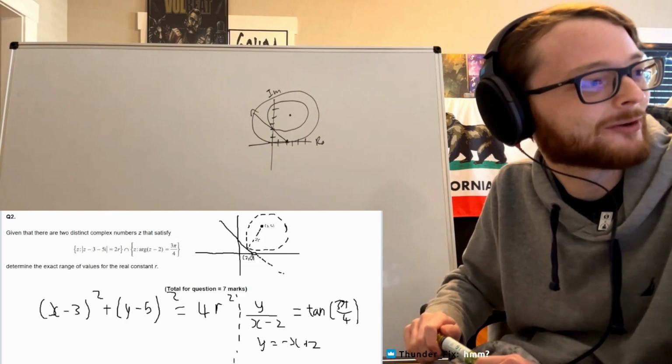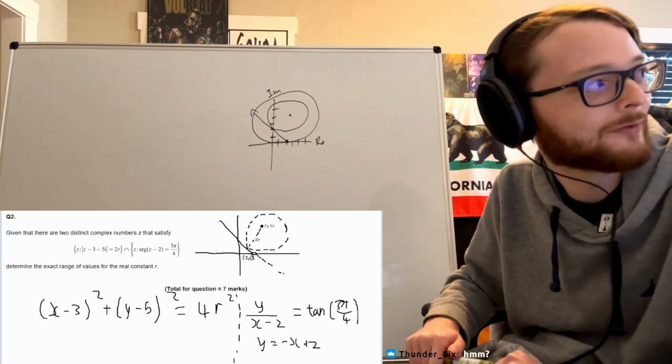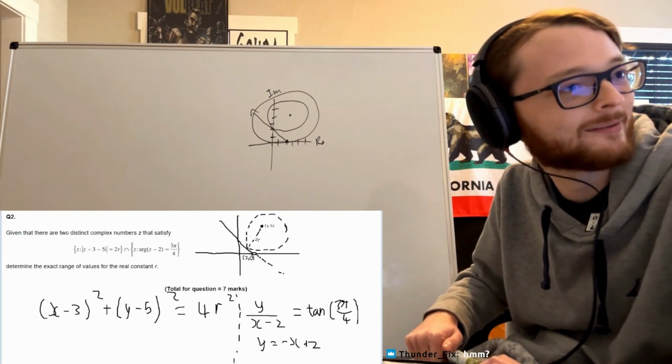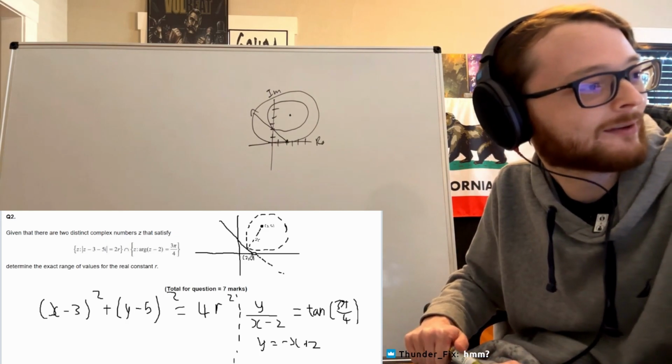So wait, Thunder, does that make sense with like the 2 circles, I guess, before I go off into the weeds of trying to solve this? Like what we're trying to do?